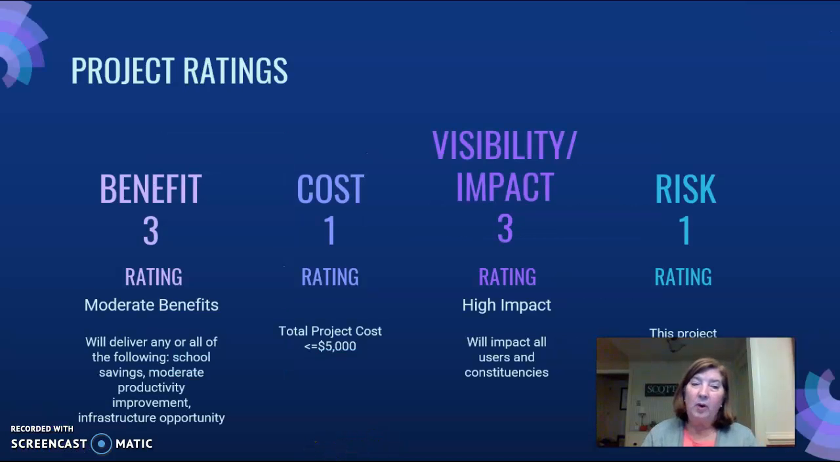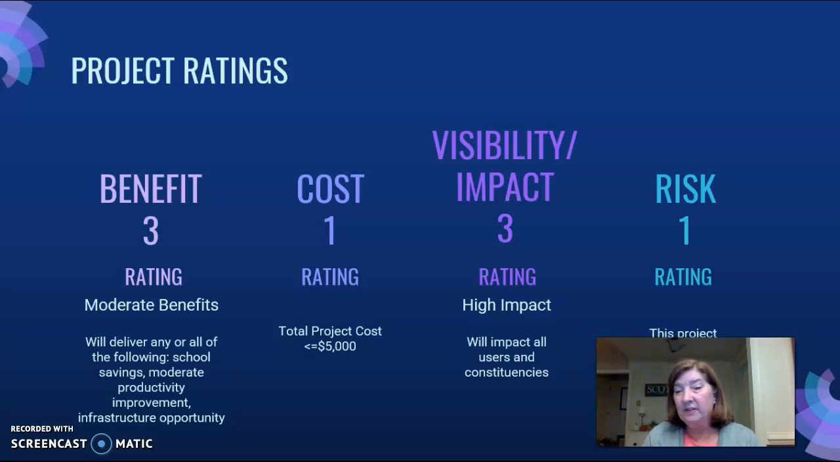So I've done some ratings on this project, and I would rate the benefit of the project at a 3. That gives us moderate benefits, which would deliver any or all of the following. We could get school savings, moderate productivity improvement, and also infrastructure opportunity benefits through this purchase. The rating on the cost is only a 1. This project cost would total under $5,000, which is not a whole lot of money.